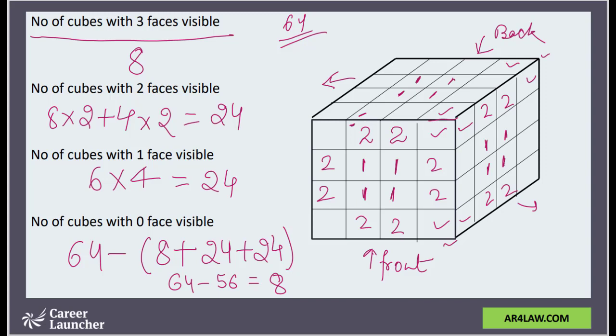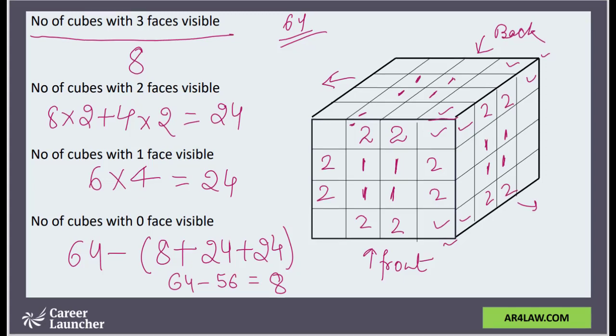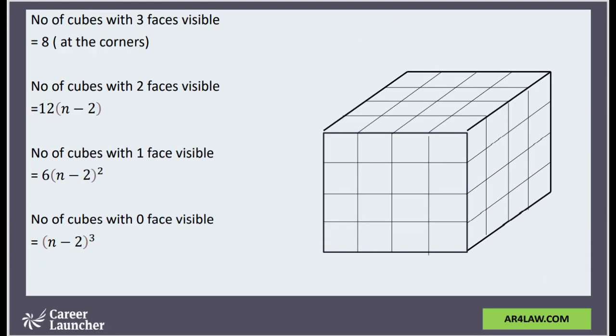Okay. So now you could say, do we always have to do this manual counting? Can there be a simpler way to achieve this? Yes, there is a simpler way. We have certain formulas to calculate the same thing that we have just found out using the manual counting method.